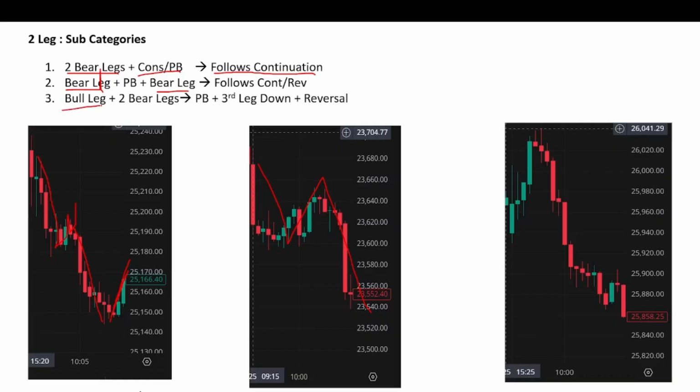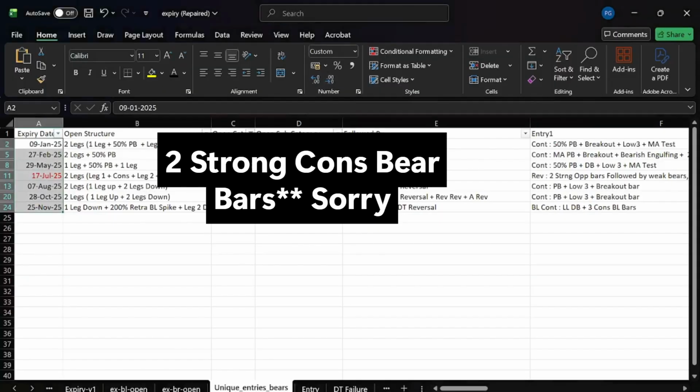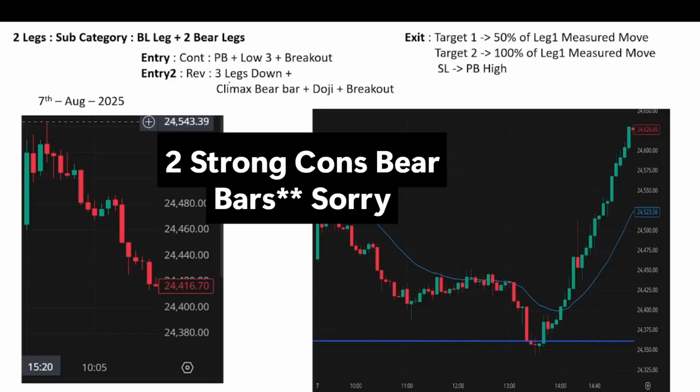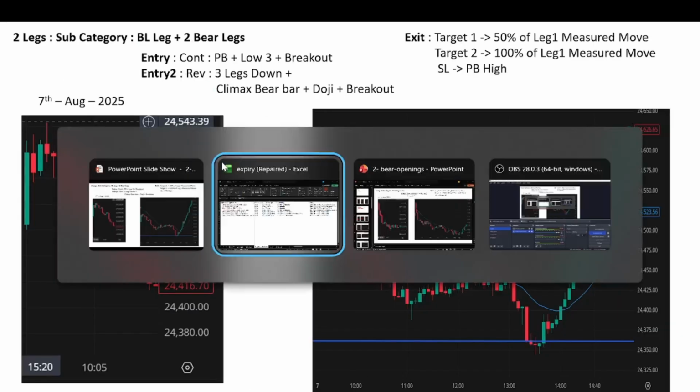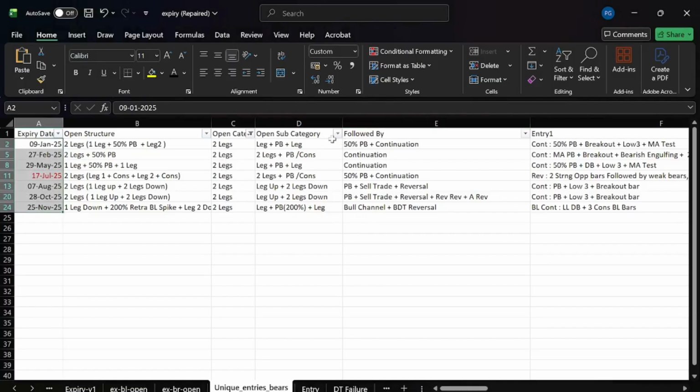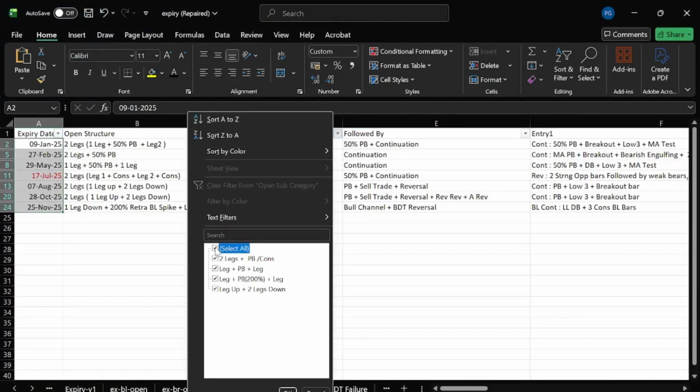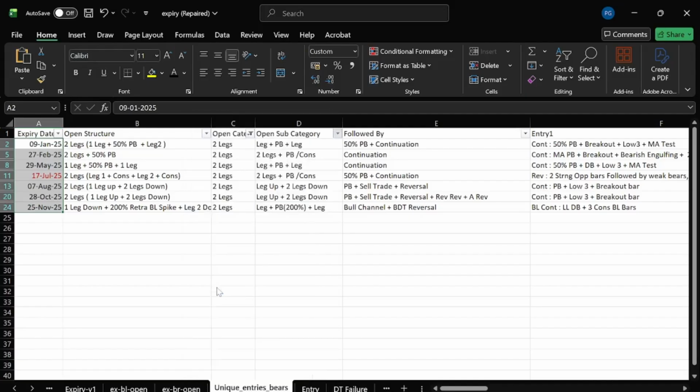First we have a bull leg in the open, which is followed by 2 bear legs, bear leg 1 and bear leg 2. This one almost has a pullback and third leg down, which will be followed by the reversal. So let's see the category which is having bull leg first and 2 bear legs.